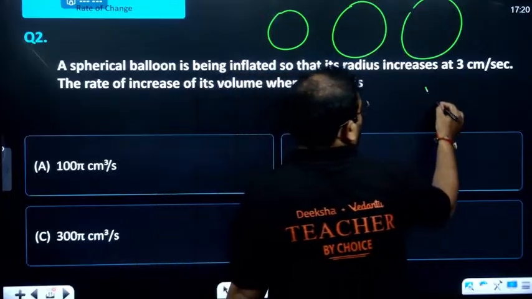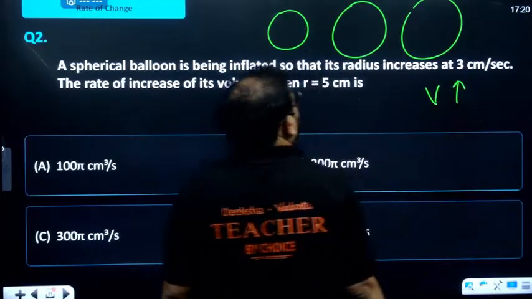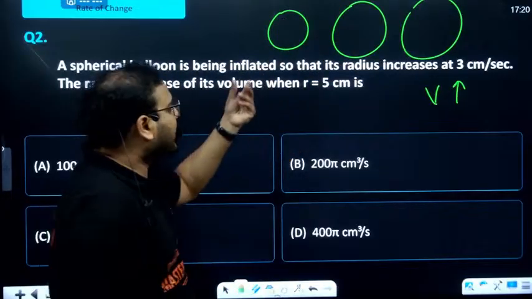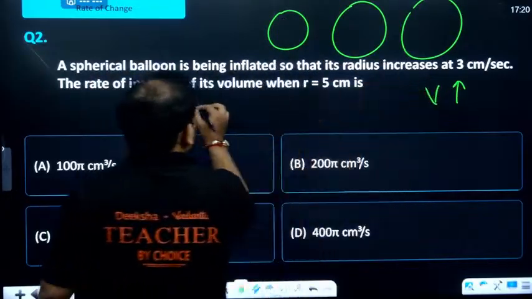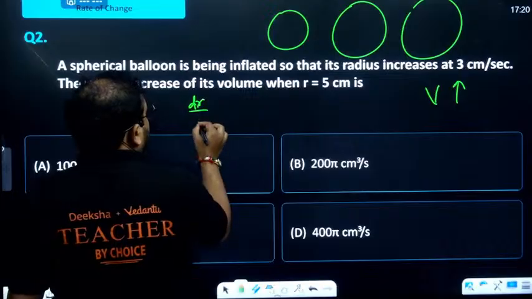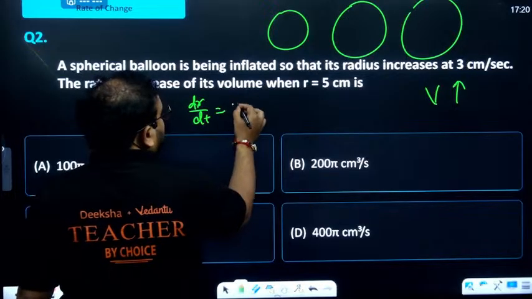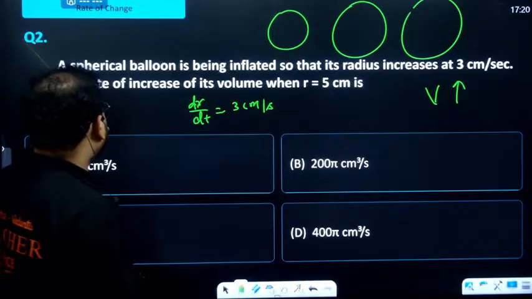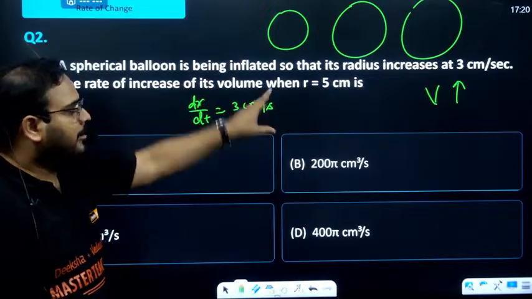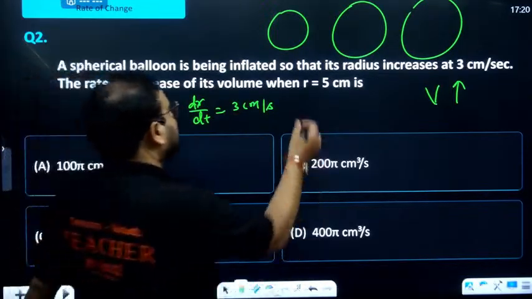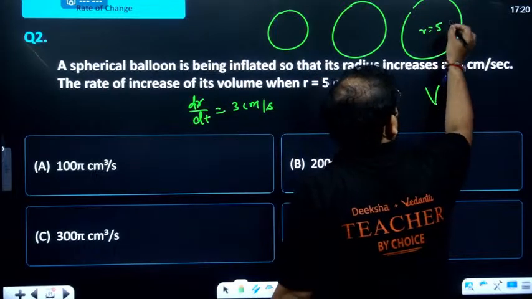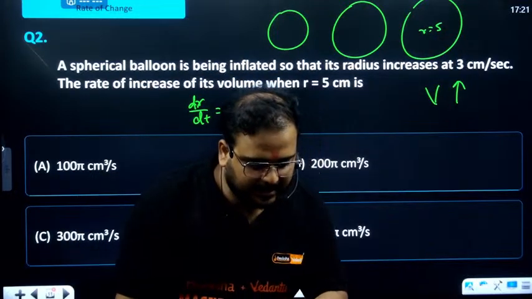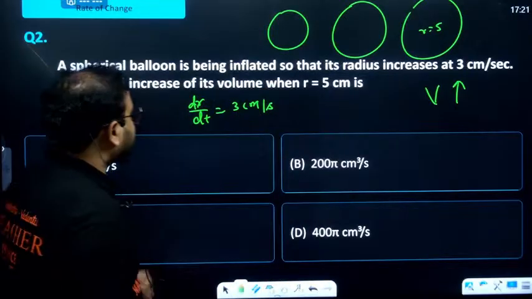When you are filling in the air, volume is increasing, and when you're doing so, the radius change is given to us. dr by dt is given as 3 centimeters per second. That is given to us. They're asking us to find the rate of change of volume when you have radius as 5. Means let's say this was radius r equal to 5. At this instant, what is the volume change? Yes, anybody? Will you try this?